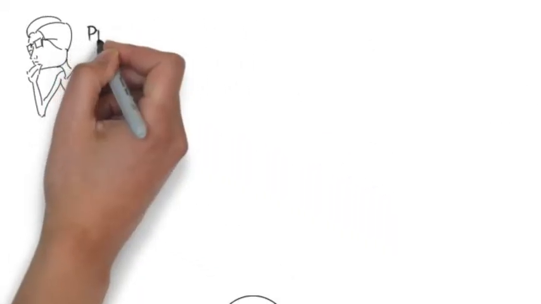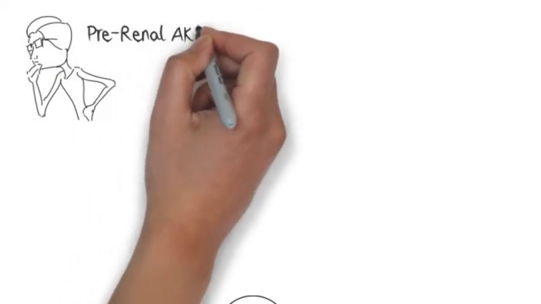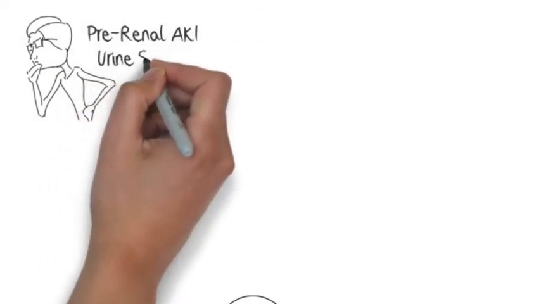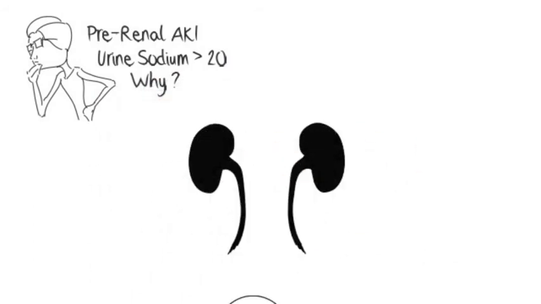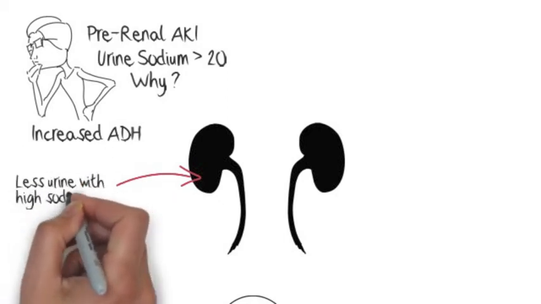This patient is found to have pre-renal AKI, but urine sodium is greater than 20. Why is that? In some patients, there will be increased ADH release due to hypovolemia, so there will be less urine output with high sodium concentration.